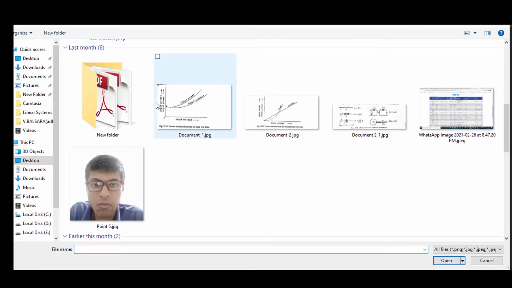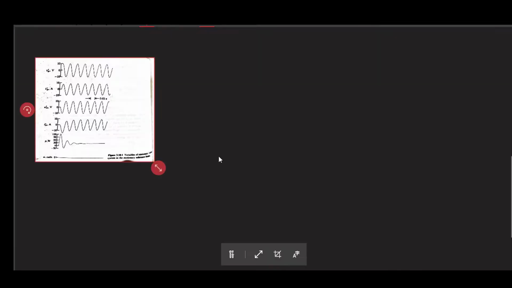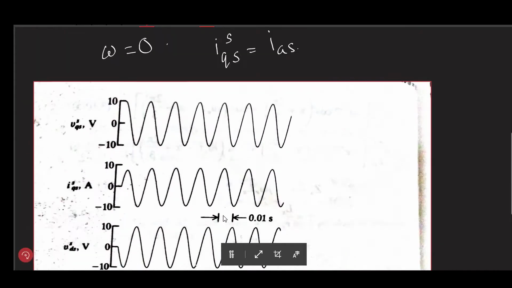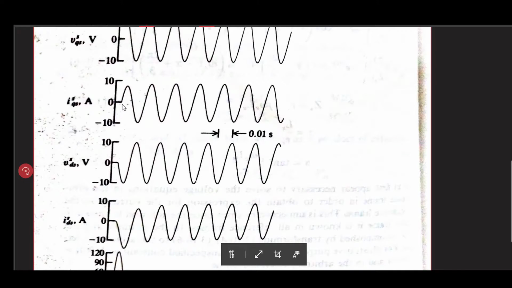Just let me insert the diagram. So this is our stationary three-phase system in the stationary reference frame. What we can observe here is that the exponentially decaying balanced set becomes an exponentially decaying, constant amplitude balanced set that varies at omega e.